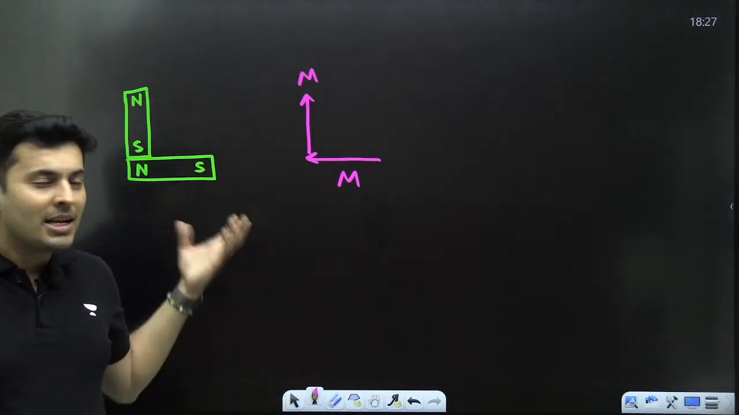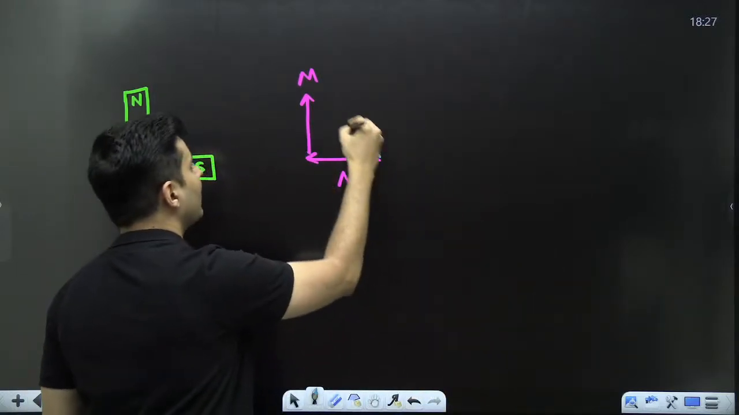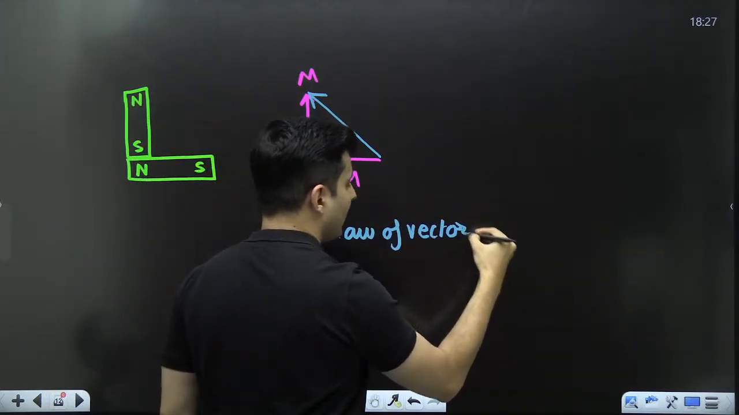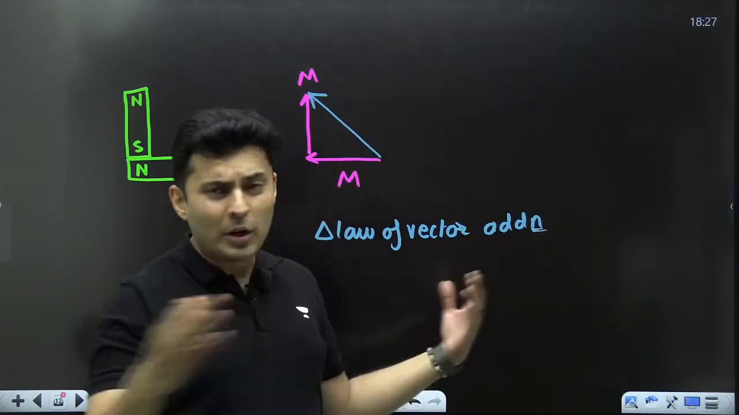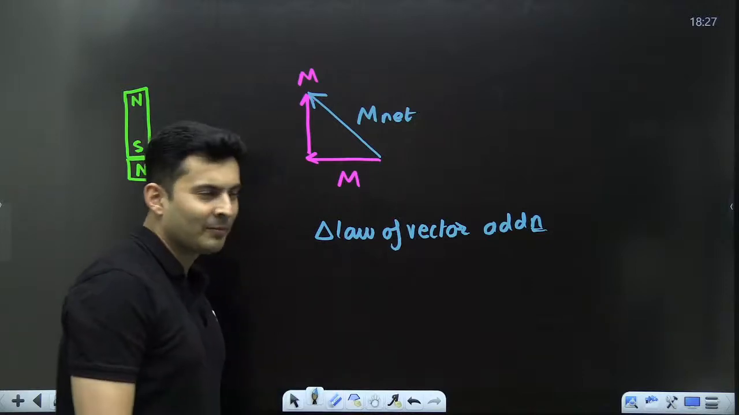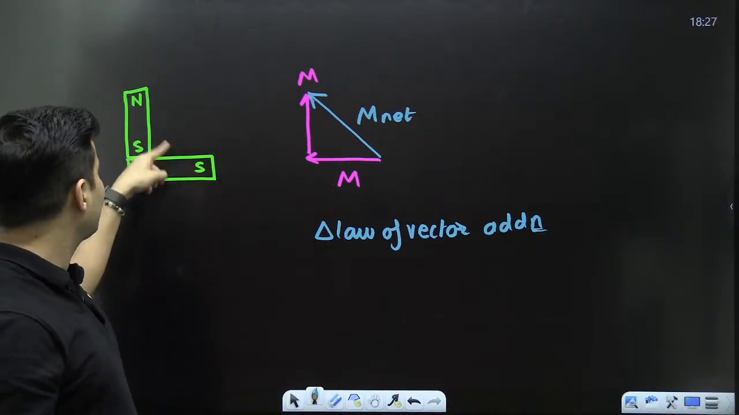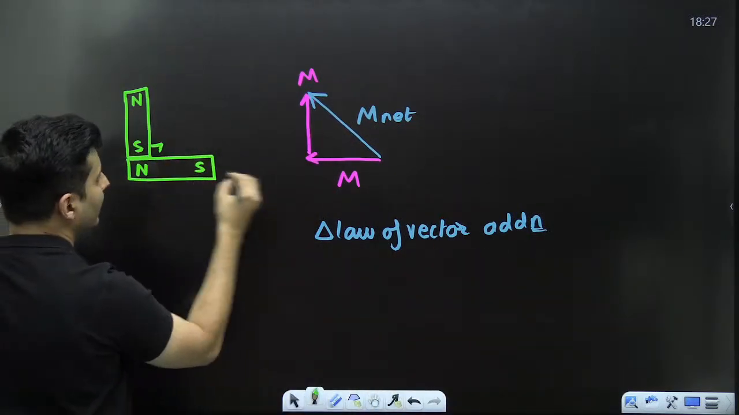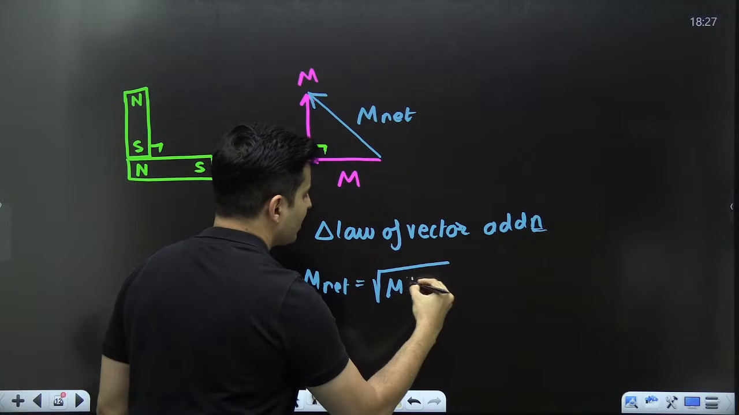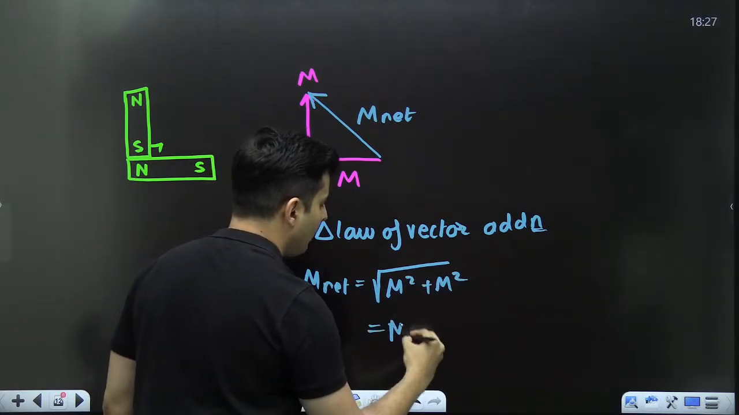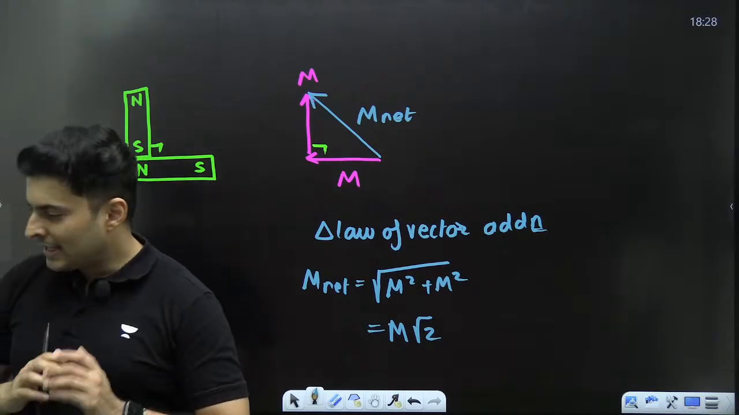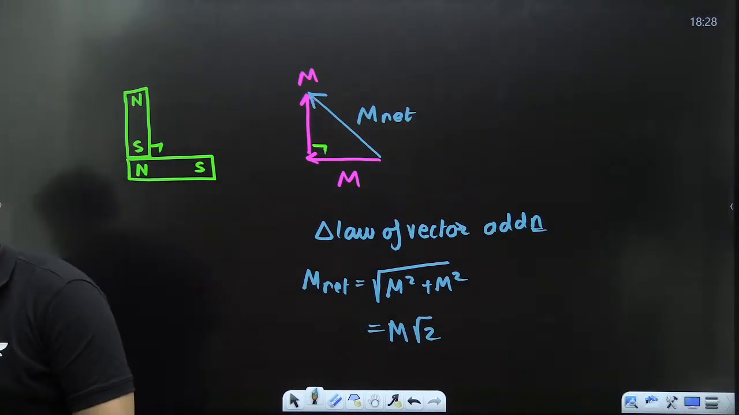M is a vector quantity. So they will have a resultant magnetic moment like this using the triangle law of vector addition. You can use the parallelogram law, you can use the formulas, i j k, whatever you want. Basically, they are vectors. So this would be the net magnetic moment. In this case, because the angle between them is 90 degrees, can you guess what M net will be? Using Pythagoras, it will be the square root of M square plus M square. So it will be basically M root 2. So that would be the resultant magnetic moment. Is that making sense, everyone? Exactly. It's a vector quantity. Very good.